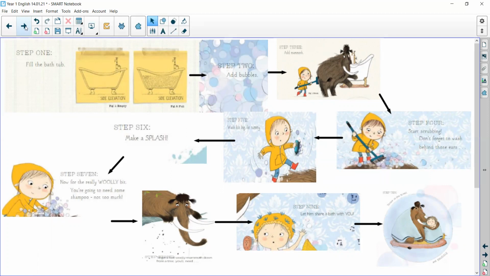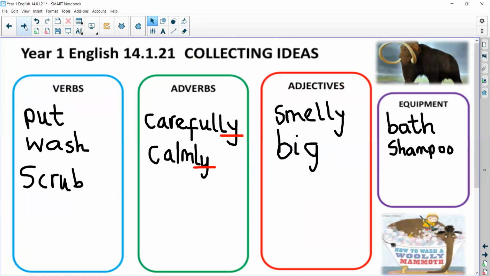So these are some of the words and ideas that you can magpie, that means to take, to borrow, in order to write your own set of instructions. So today we're going to be collecting ideas so that we can write our own set of instructions on Friday. So today you're going to be collecting some verbs. So what will you tell the person they need to do?